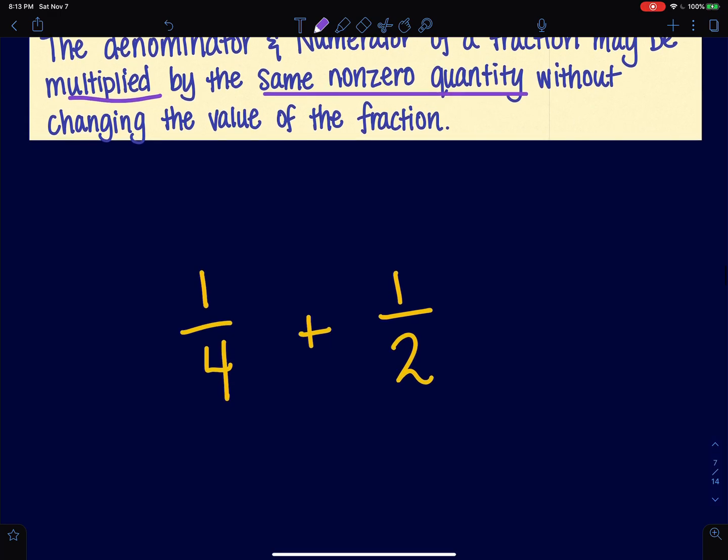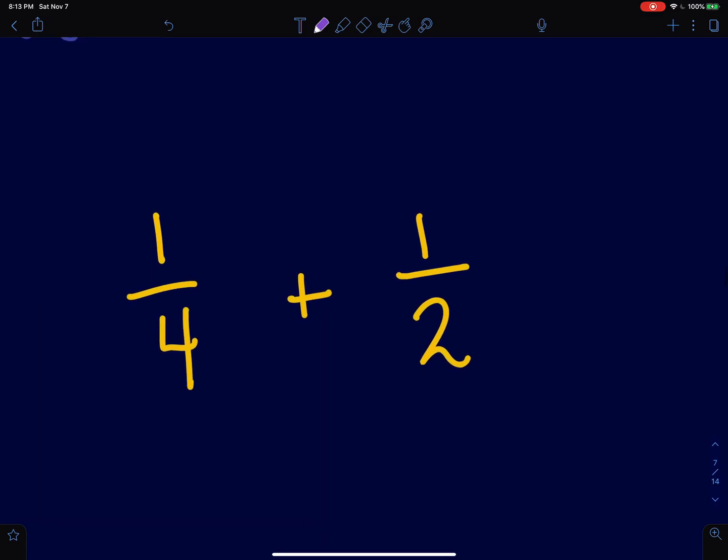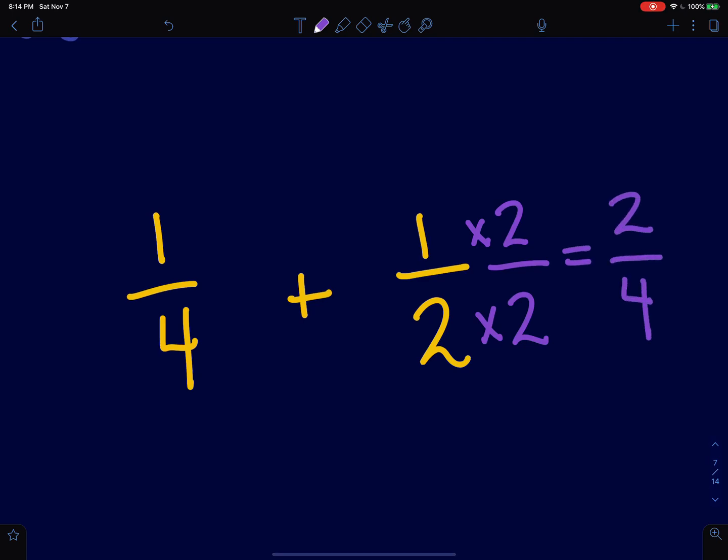In other words, let's say you have 1/4 plus 1/2. Okay, but this does not have a common denominator, so it's not easy to add. But if I take that rule and use that to change this, and I do times 2 to the numerator, times 2 to the denominator, I can change 1/2 into 2/4. And as that rule said, the denominator-numerator same quantity rule, this is the same quantity as this.